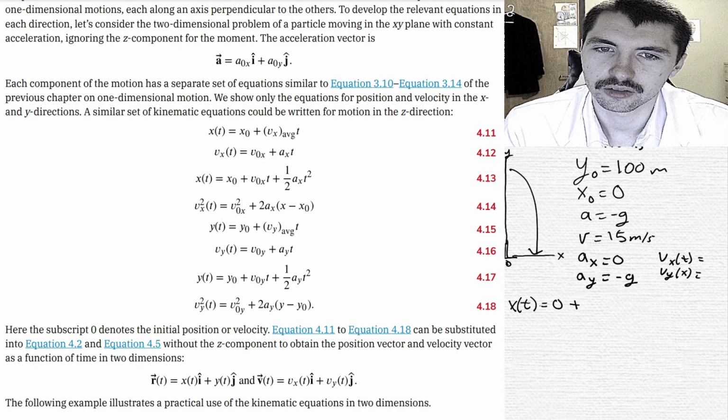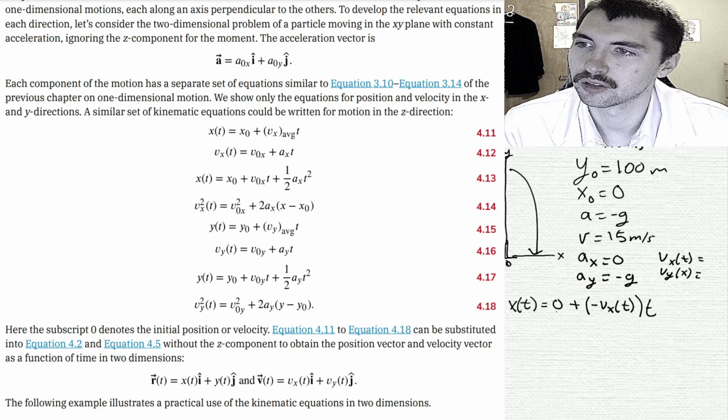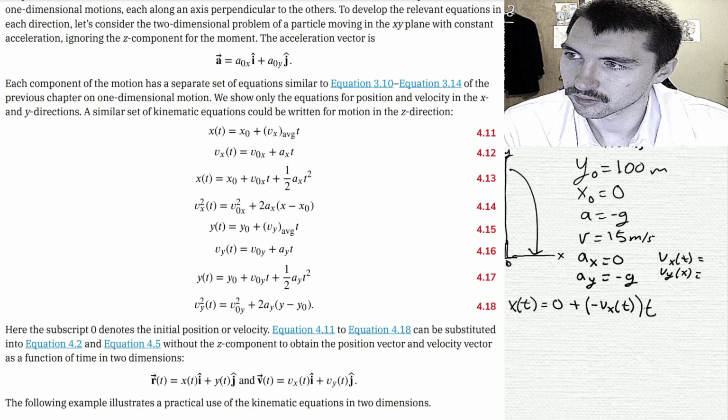Okay. So that should be v naught x. Okay, so that should be negative v x t plus 0. So I'm plugging in 4.12 into 4.13. That'll be times t plus 1/2 ax, which is 0. Okay.